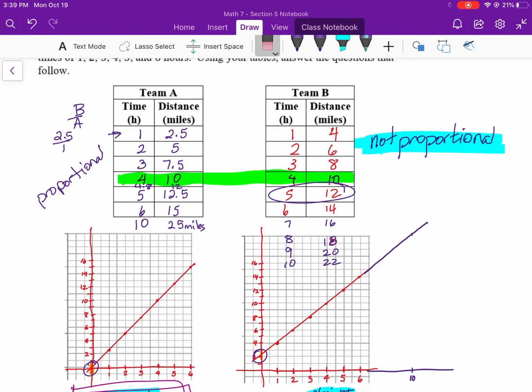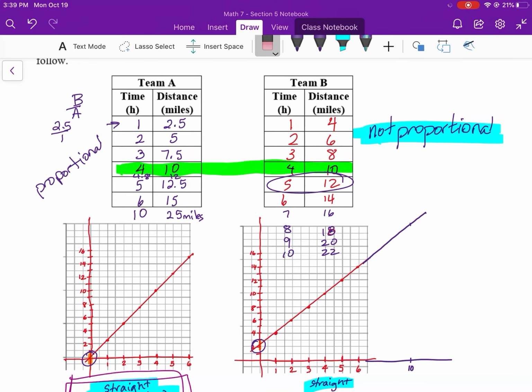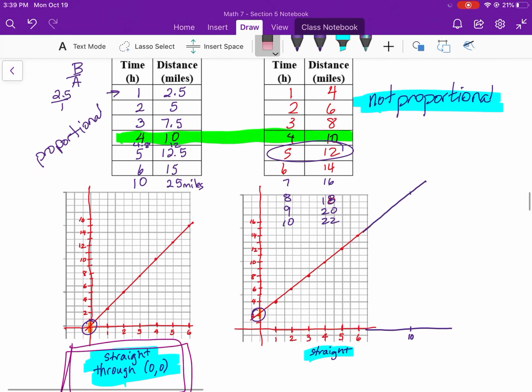Okay, seventh graders, we're talking about proportional relationships and graphs this week. Keep going with what we've been doing. Okay, so last week we talked about proportional relationships and we did the B divided by A. And this was day 4 notes here.